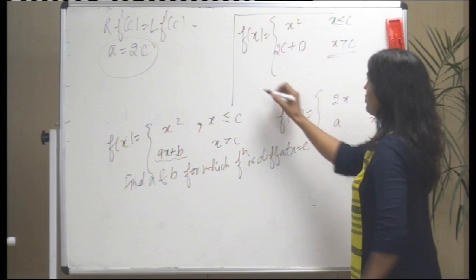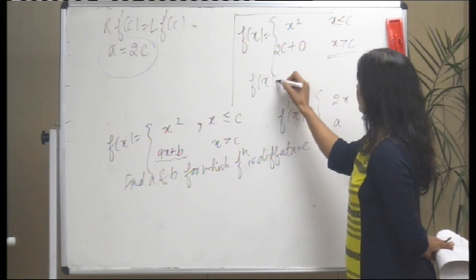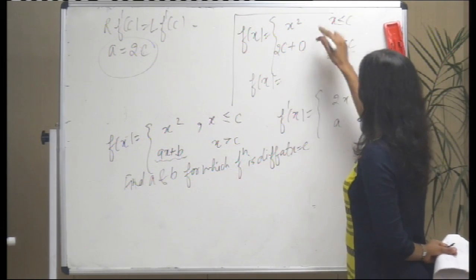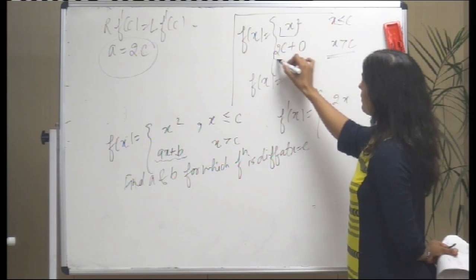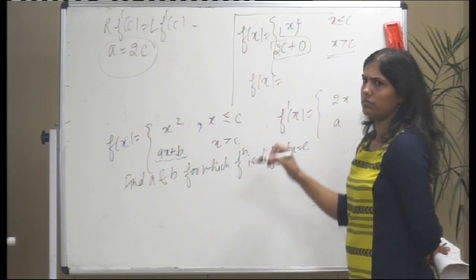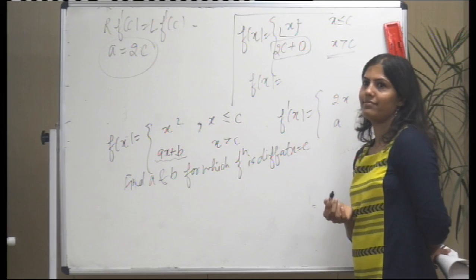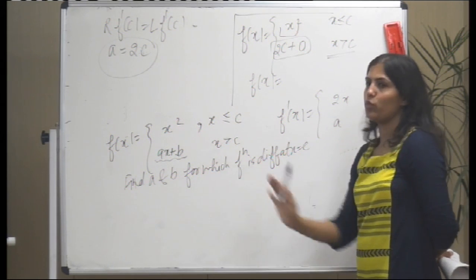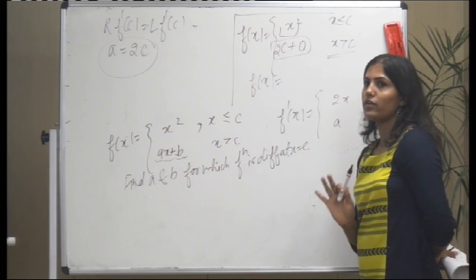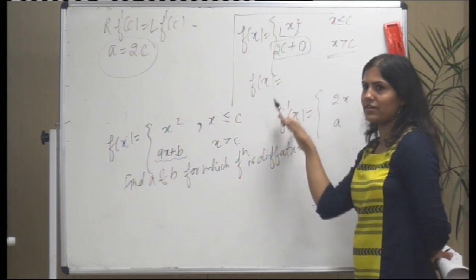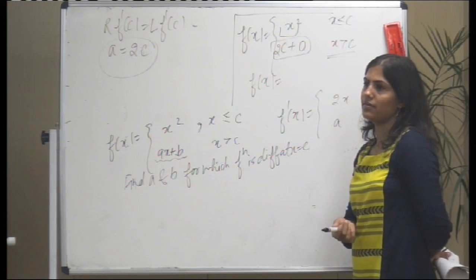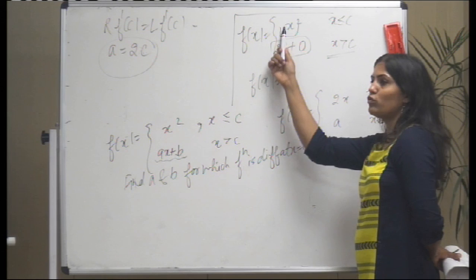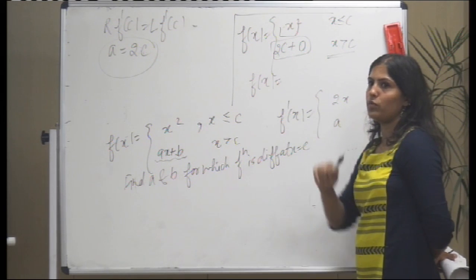Now check differentiability. I think you are easily getting it. Derivative is 2C. You said, ma'am, any B value will work. You said it now. At C it is now not differentiable. This is 2C and this is 0. So what should I do?